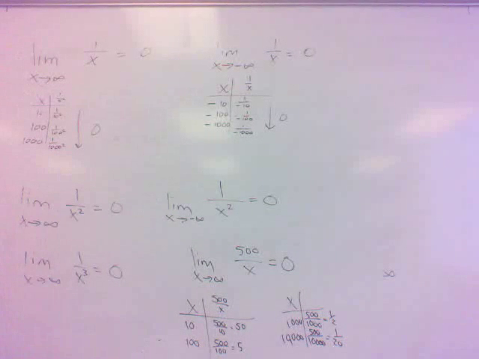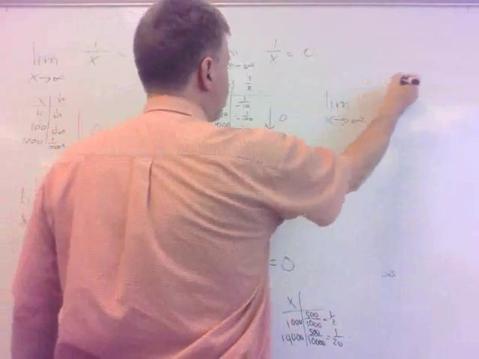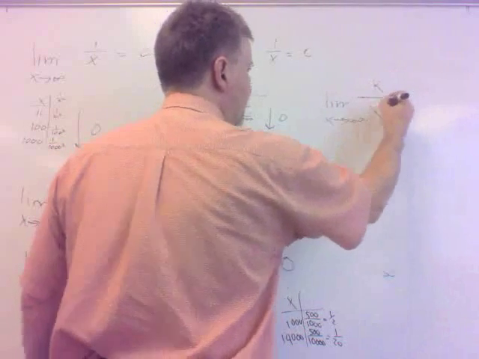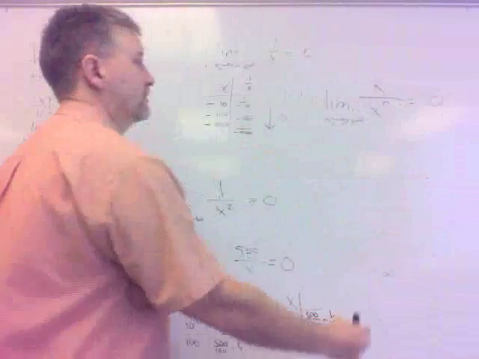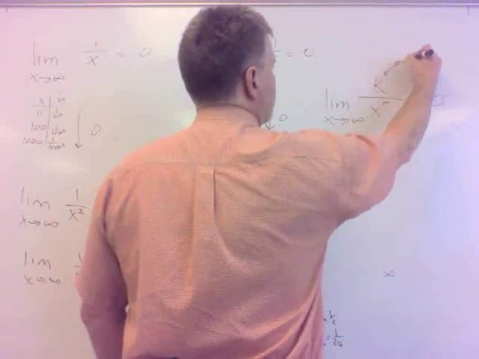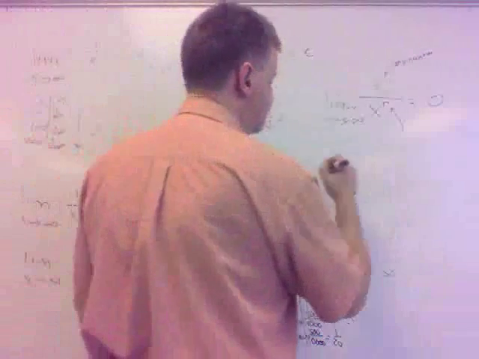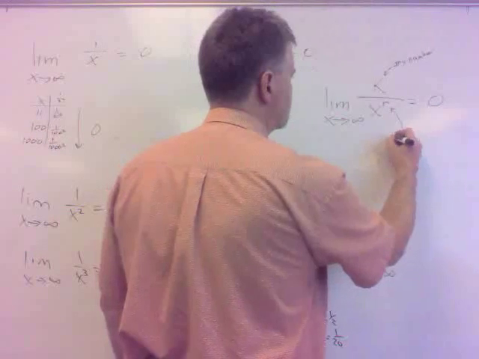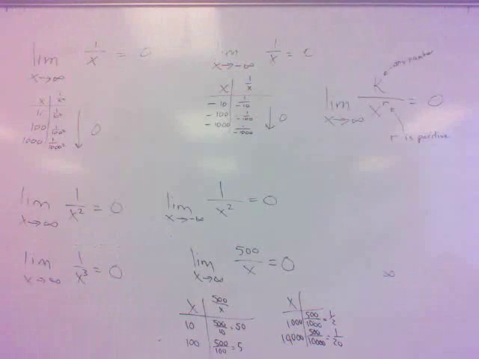So it really doesn't matter if you have a number on top or a variable to a power on the bottom. If you have the limit as x approaches infinity of, say, some k divided by x to some power, squared, cubed, that sort of thing, it's going to be 0. Any number on top here, any positive power, let's say, that's going to be 0. So that's going to be handy.